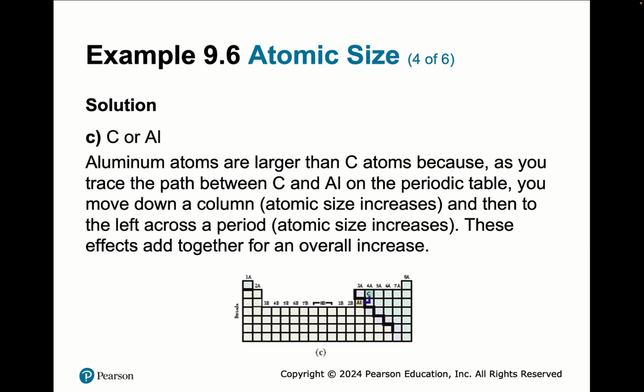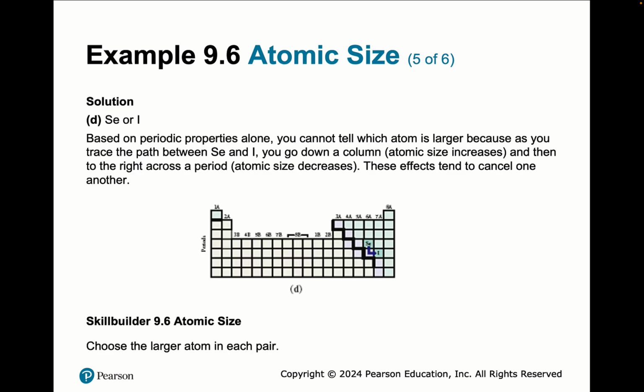And now aluminum and carbon. Carbon is to the right, so it's smaller. It's also higher up, so it's smaller. Or you can look: aluminum is to the left, so it's bigger, and it's also lower on the periodic table in terms of which period, and a period is a row. That means aluminum is the bigger atom. So aluminum is definitely the bigger atom.